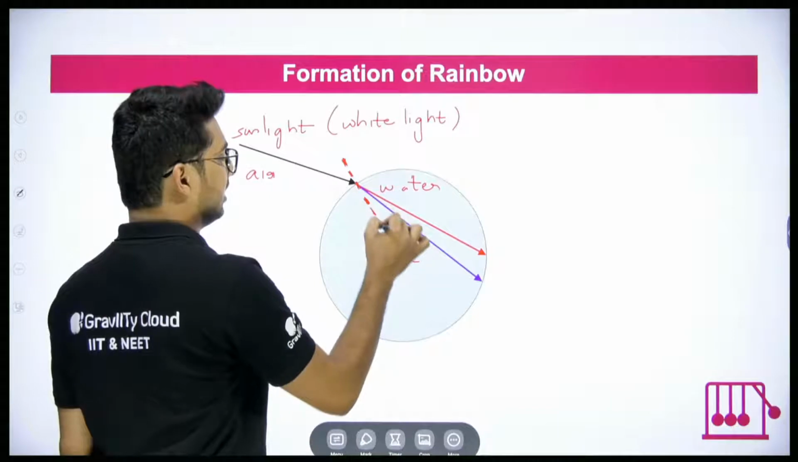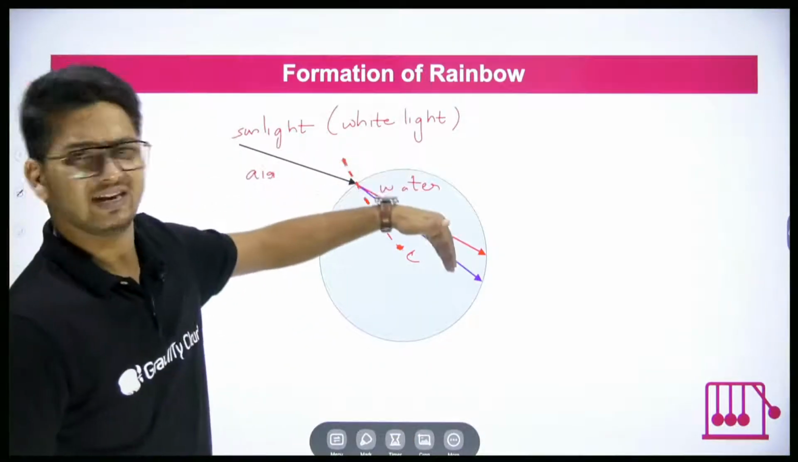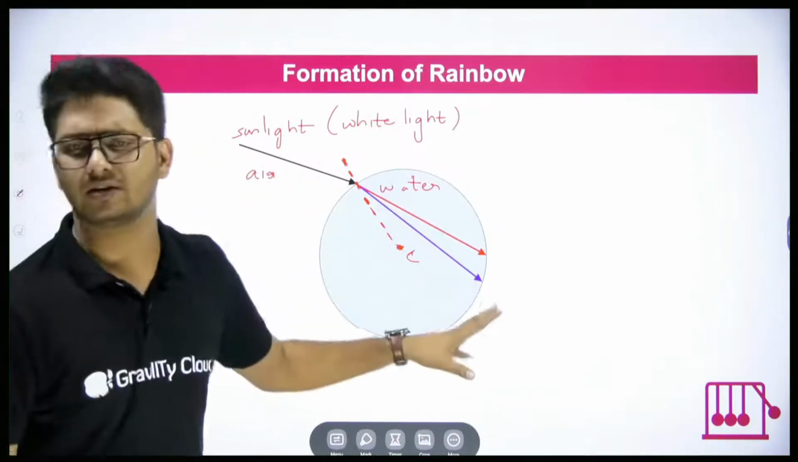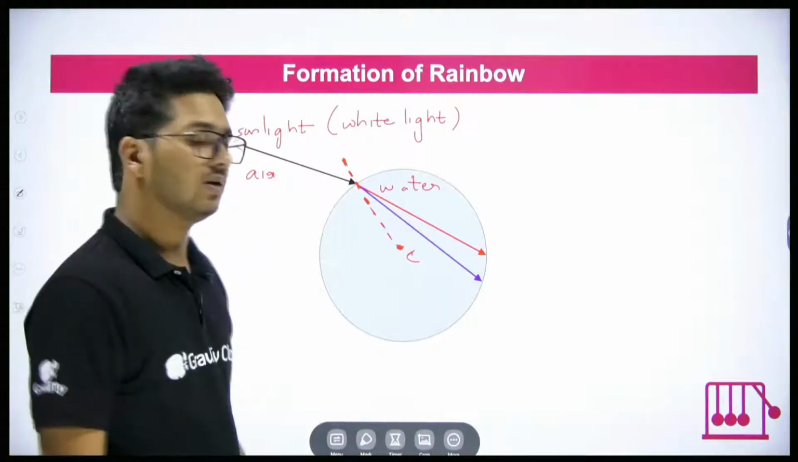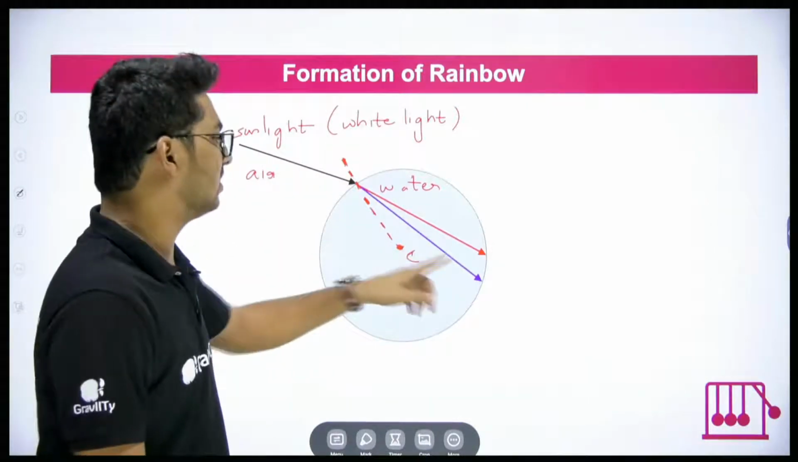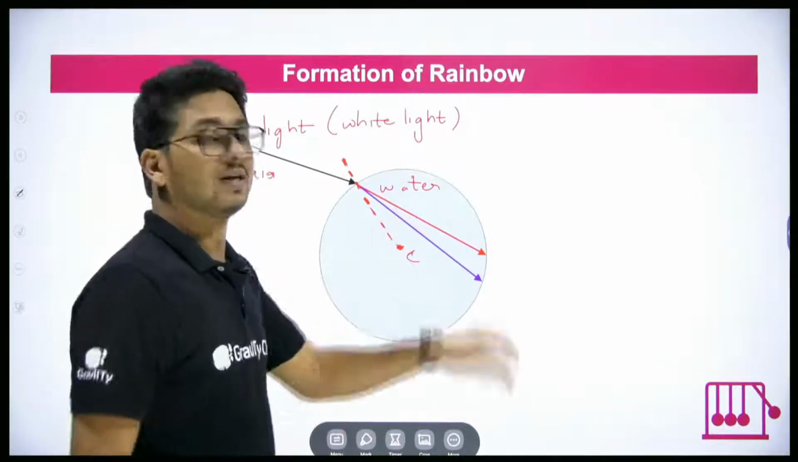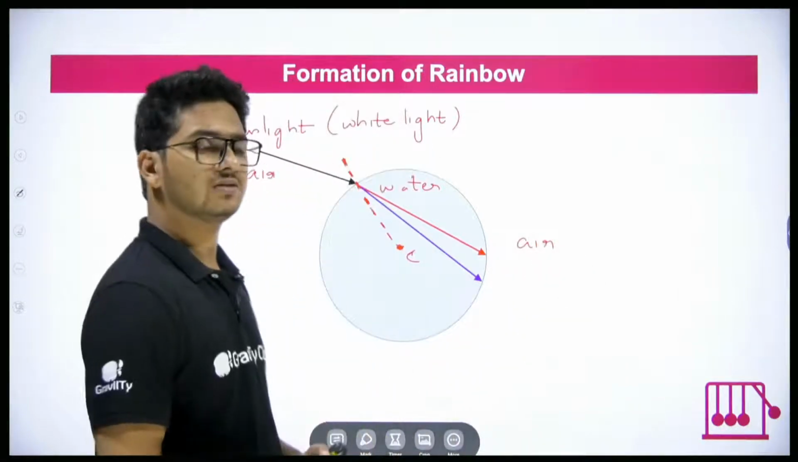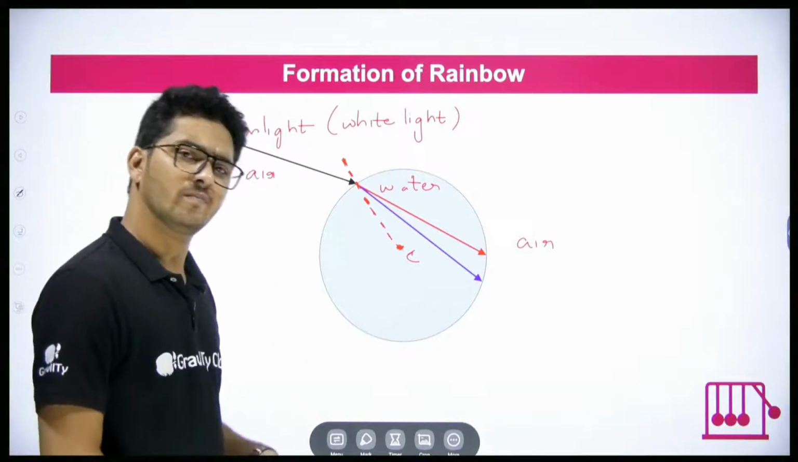Got it? This is like a normal. And as you can clearly see, the rays are bending towards the normal because it is going from rarer medium to denser medium. So refraction is correct. And at the same time, dispersion also occurs. So dispersion took place. Then the light rays, now at the second surface, the second surface they come across is between water and air. And understand this, at every surface, both reflection and refraction take place.